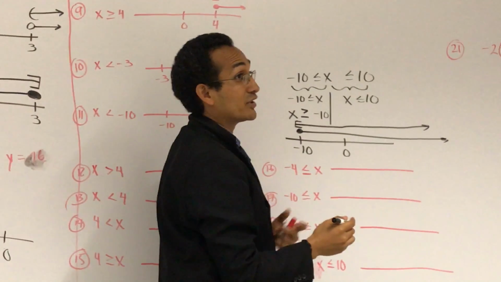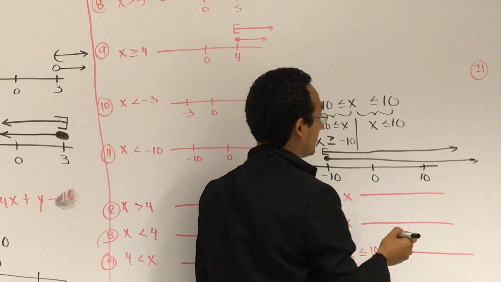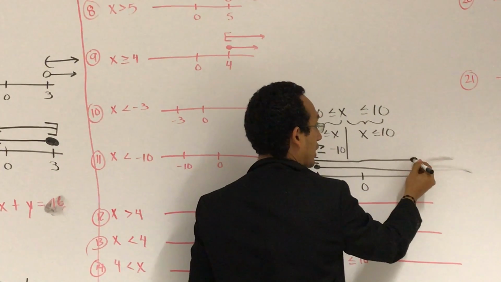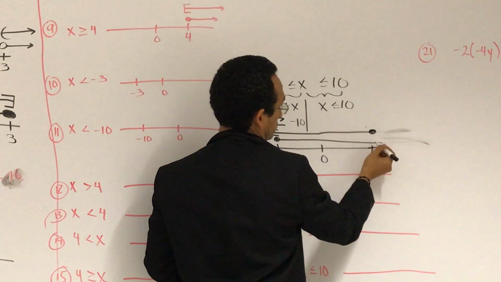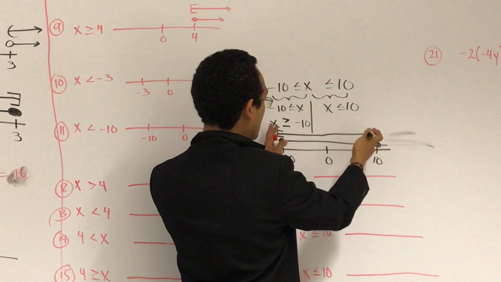But however, we have a restriction with the 10. That 10 says, wait a minute, you can't keep on going anymore. You have to stop here. Or bracket, right? Okay. And that's your answer.